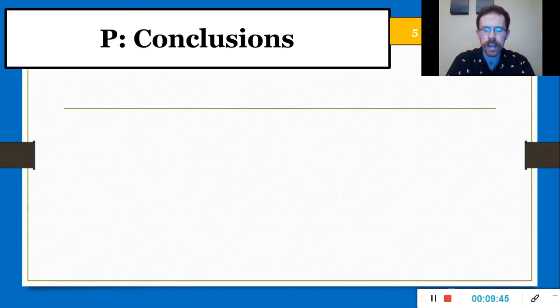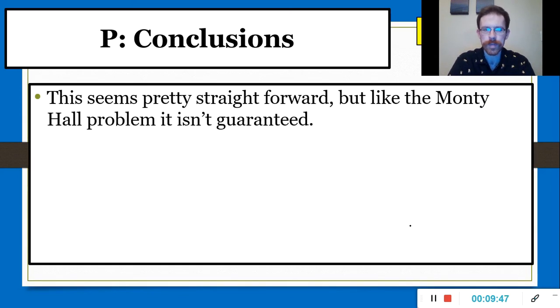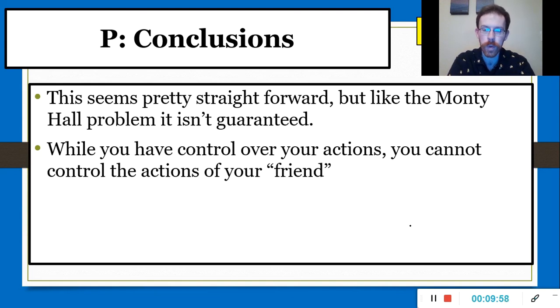Get a lawyer. Now, let's talk about some conclusions. That answer seems pretty straightforward. Okay, if you stay quiet, it's the least amount of time. But like the Monty Hall problem, that's not guaranteed. While you have control over your actions, you cannot control the actions of your friend.